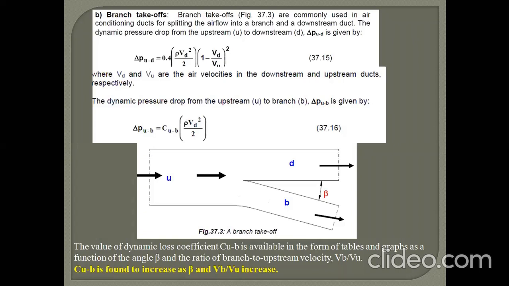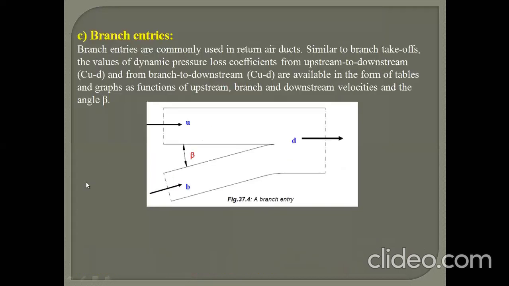Okay, the value of the dynamic loss coefficient CUB is again available from tables and graphs, as I told you that it's supplied by the supplier, and it is a function of the angle beta shown here, which is the branch takeoff angle, and the ratio of branch to upstream velocity, VB upon VU. Okay, so from this you can find out CUB, and if you substitute CUB, you can calculate these dynamic losses. So these dynamic losses because of branch takeoff are calculated like this. Next is branch entries.